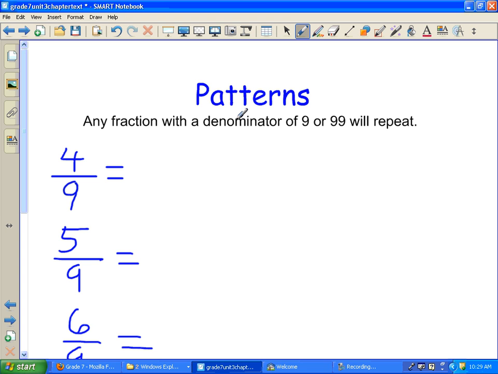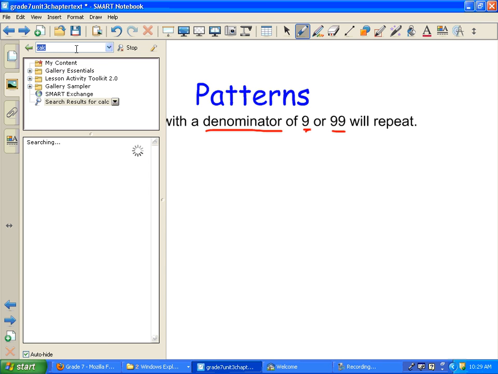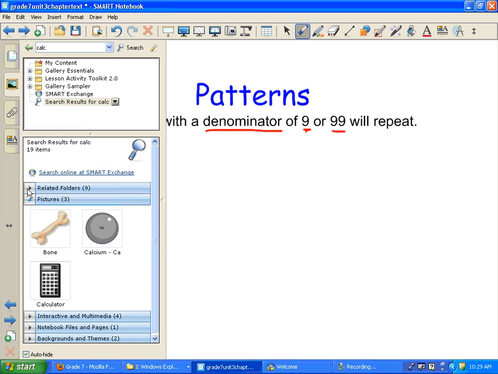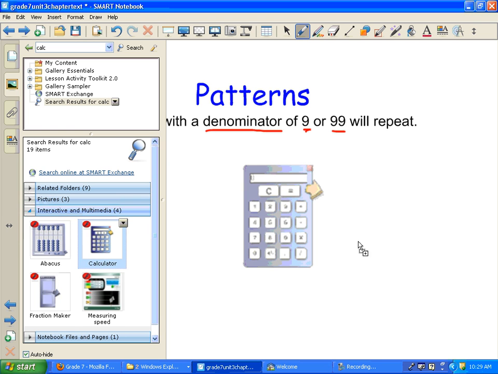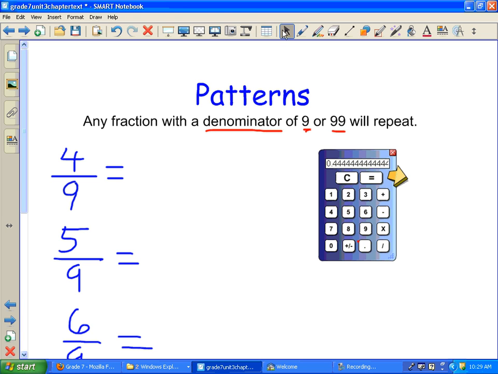Now, a few patterns before we end this lesson. Any fraction with a denominator, that means a bottom number of 9 or 99, will repeat. So 4 over 9 will repeat, and I'll do it on the calculator really quick just to show you. And oops, here's your calculator. So let's do 4 divided by 9 and see what we get. Look at that, 0.4444. So the answer is going to be 0.4, and this 4 is going to repeat.